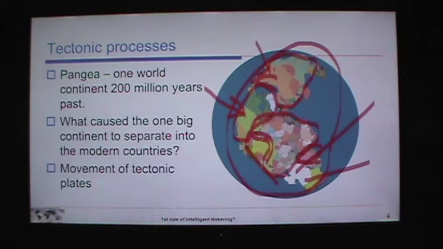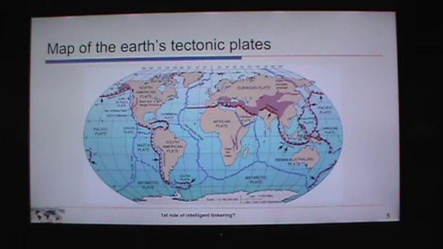What caused this one big continent to separate into the modern continents? Well, movement of these tectonic plates, which I've outlined in a messy way on here. So what does it currently look like? More like this. This is a map of the Earth's tectonic plates.